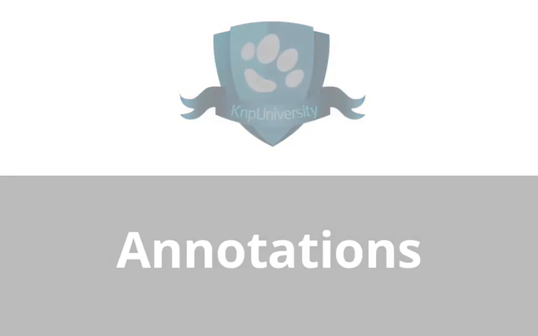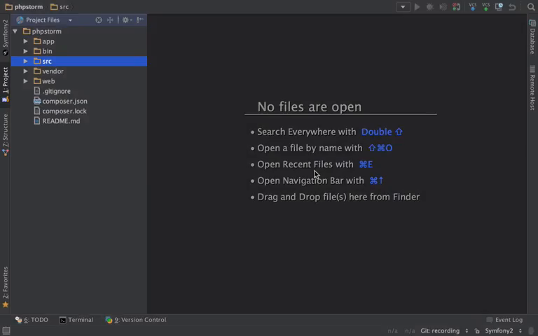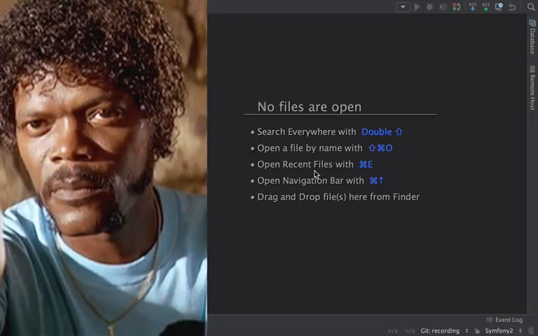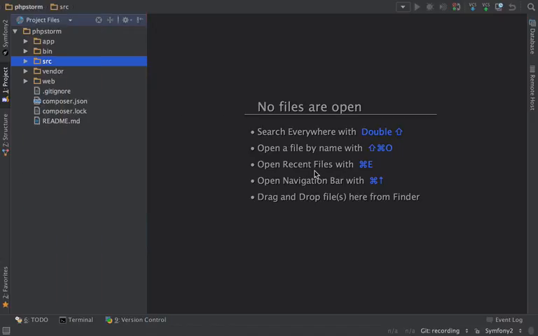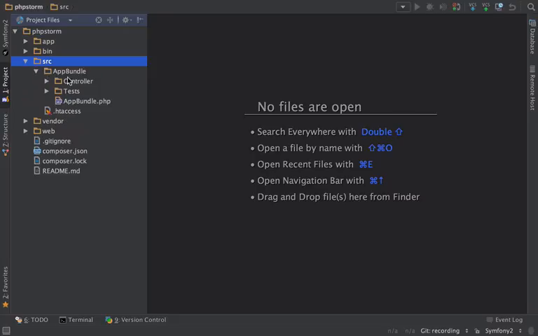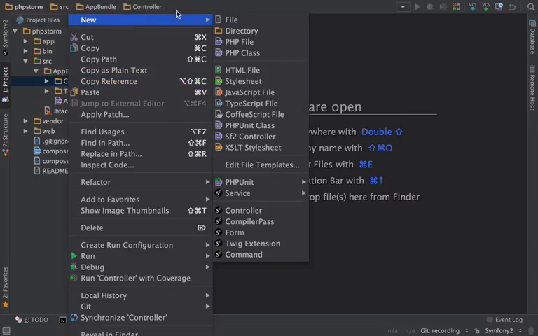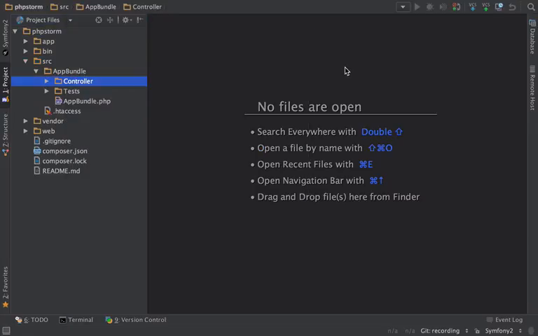To learn PHP Storm, we've got a big project today, a site about movies, but only movies that have Samuel L. Jackson. We'll start by creating a movie controller. We could right-click on the controller directory, go to New, and select File from the menu. But we can be faster.